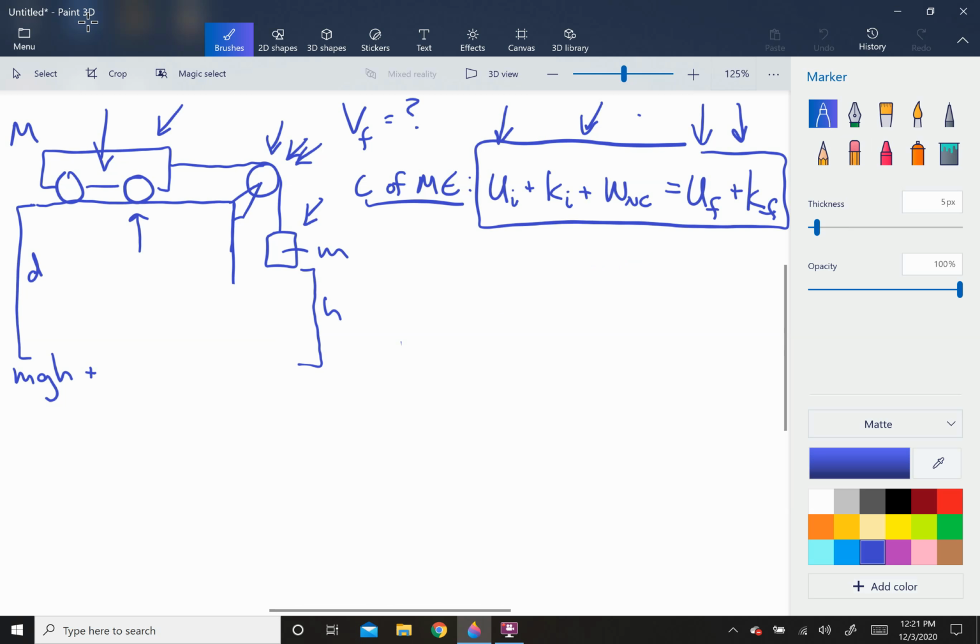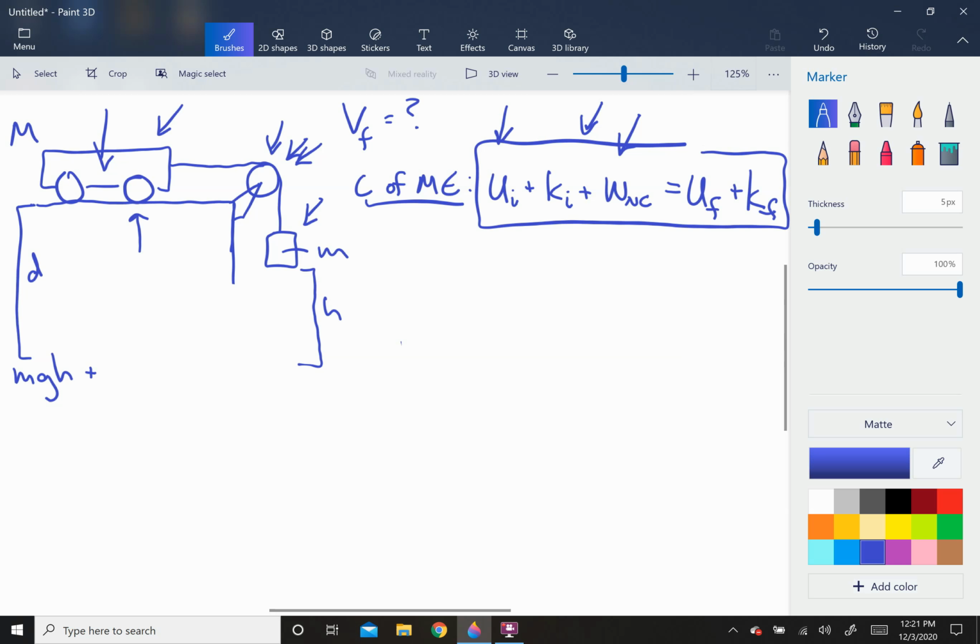Okay, and then we come to this work non-conservative term. When we get to this term, we ask ourselves, are there any kind of friction forces that we're going to take into account? Is there any air drag that we're going to take into account? In this case, the answer was no. The problem actually just says that everything spins with no friction and there's no air drag and all that. So we don't have any non-conservative work.